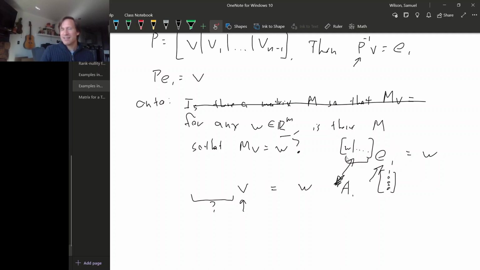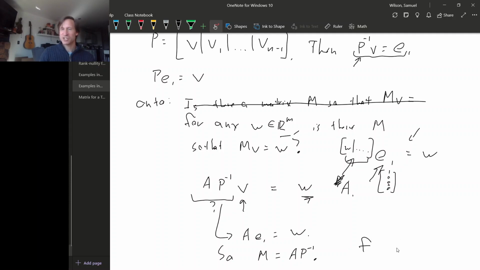Okay, well, the thing is, we have this matrix P inverse that translates between V and E1. So if we put P inverse here, and then A, then this product is A times P inverse V, that's E1, and then A times E1, we just showed over here that that's W. So what this is showing us is that for M, we can take A times P inverse. So there's some matrix so that multiplying on the right by V gives us W, and this means that this linear transformation F is onto.